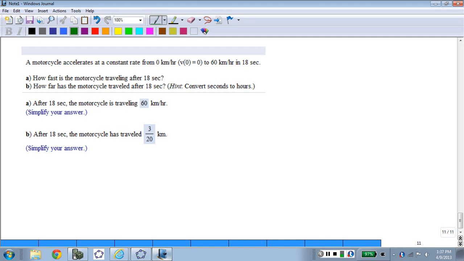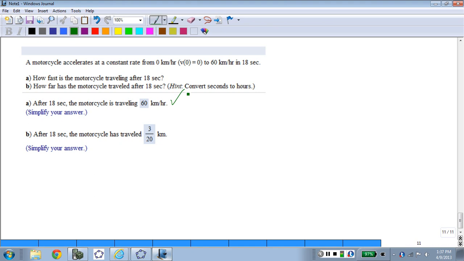I'm thinking 60 kilometers per hour. Is it a joke? Yeah, it starts at 0, and 18 seconds later, it's 60 kilometers per hour. So after 18 seconds, it's 60 kilometers per hour. And it even agrees with us, 60 kilometers per hour. Okay, so that wasn't too bad.